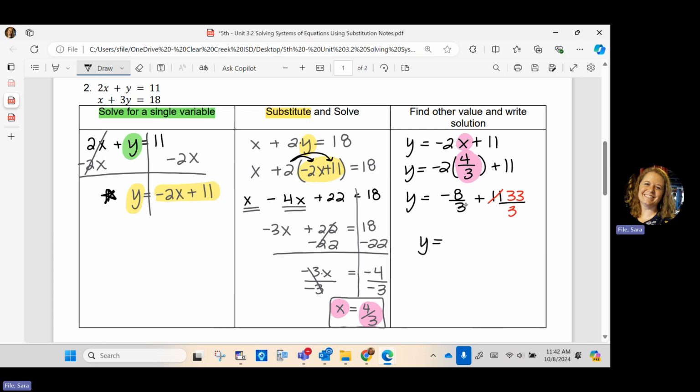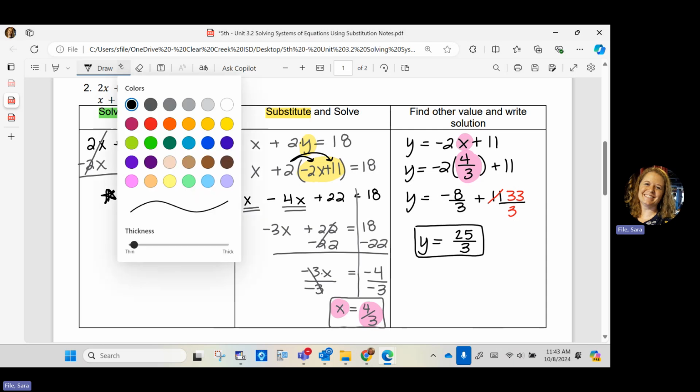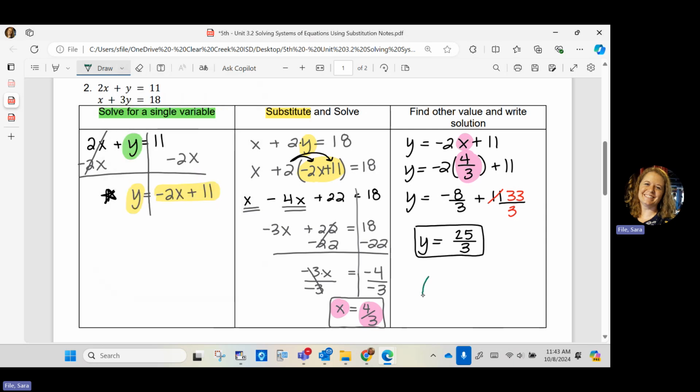So now I can add those because they have a common denominator. They're both thirds. So I've got positive 33 and negative 8. So you're just doing 33 minus 8, which is 25. And it's all still over 3. So we've got x, we've got y. Now we need to write it as a solution, as an ordered pair. So 4/3, 25/3.